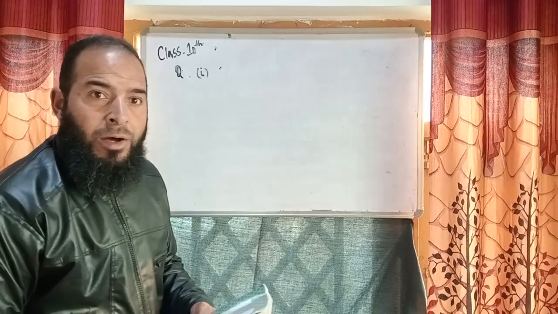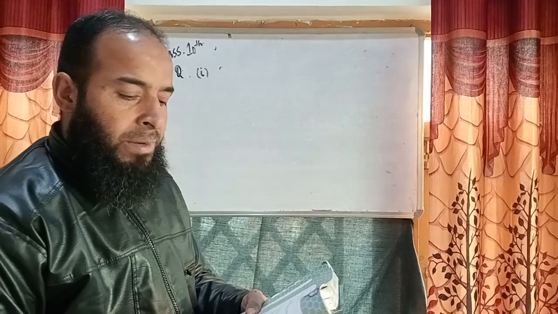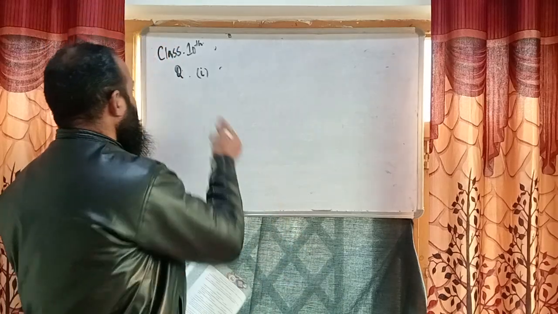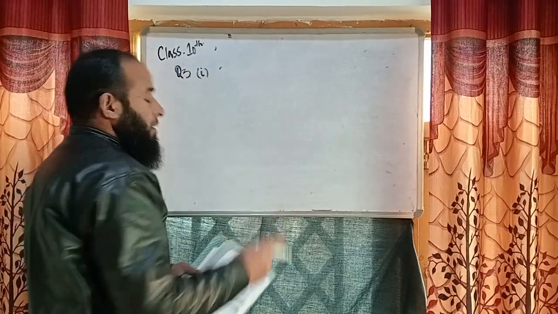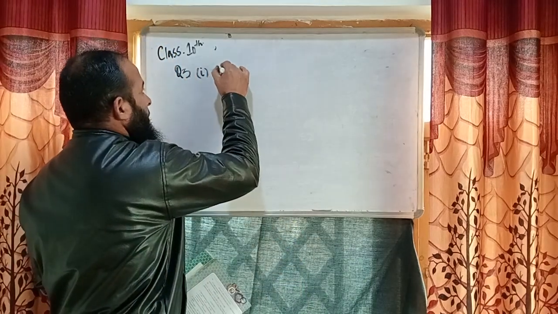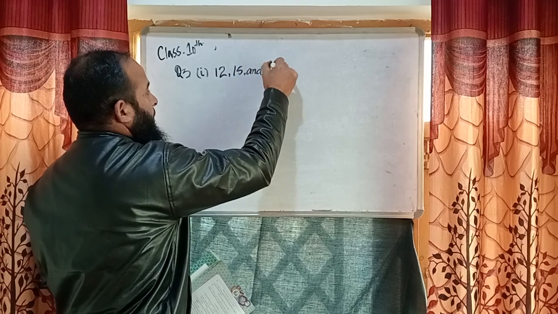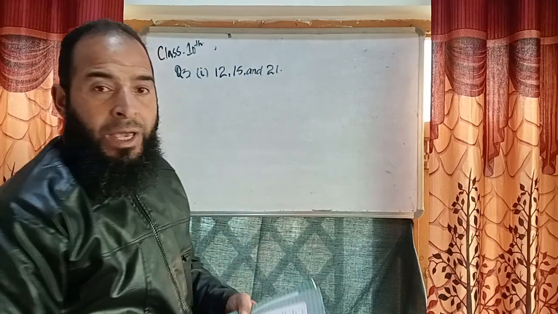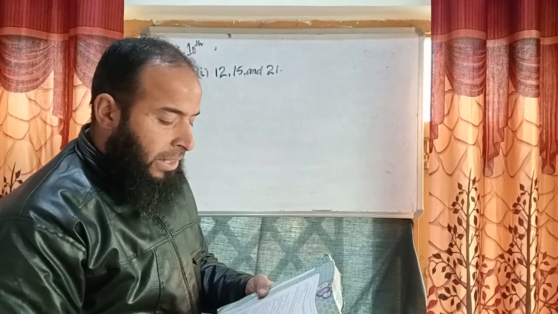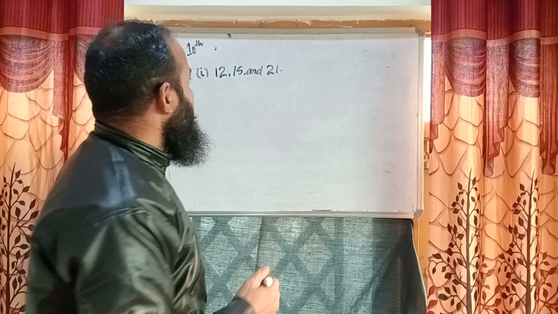Now question number 3. Find the LCM and HCF of the following integers by applying the prime factorization method. It is question number 3, part first. It is 12, 15 and 21. We have to find the LCM and HCF by applying the prime factorization method.